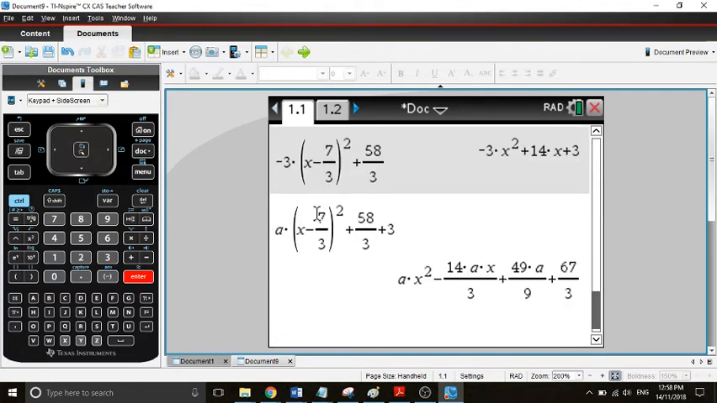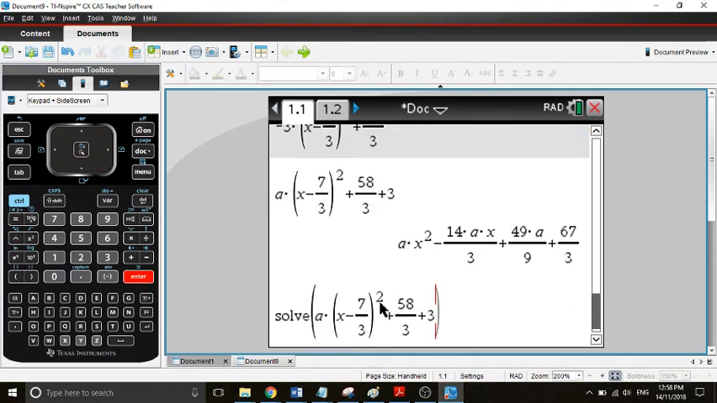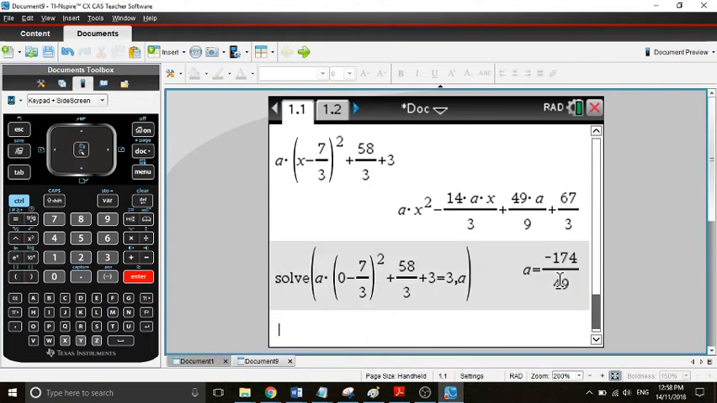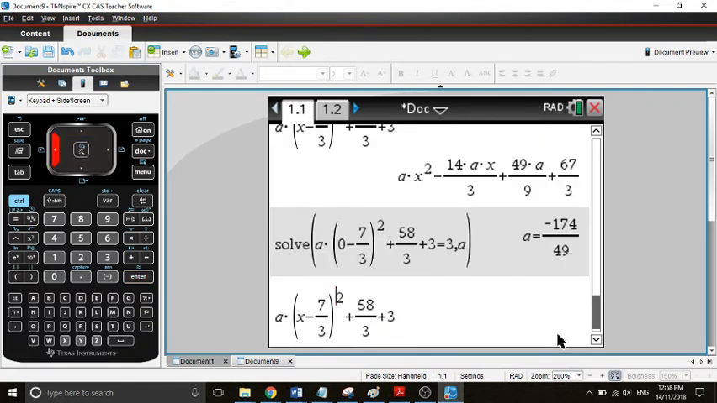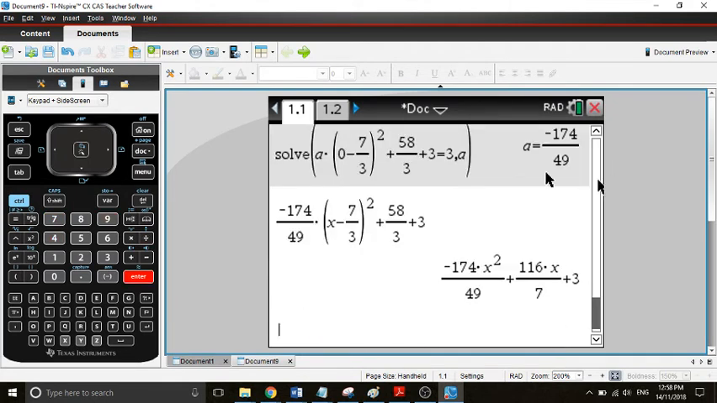Now I know that when x equals 0, y equals 3. So I'm going to say solve that, and instead of x I'm going to write 0, and I'm going to let it equal 3, and solve for a. It tells me a is negative 179 over 49. So I'm going to take this, and instead of a, I'm going to write negative 179 divided by 49, and I'm going to press enter, and that's what we've got there.